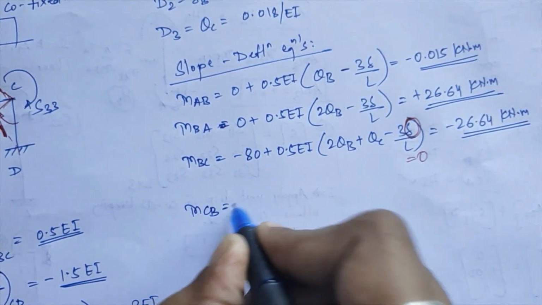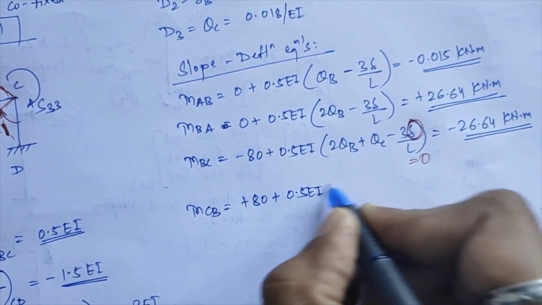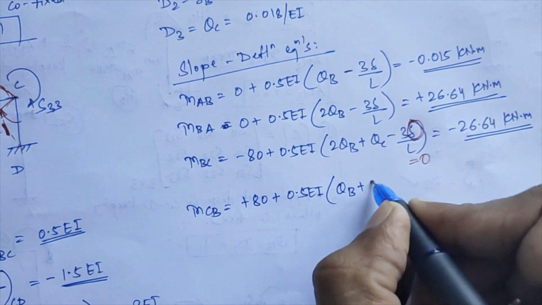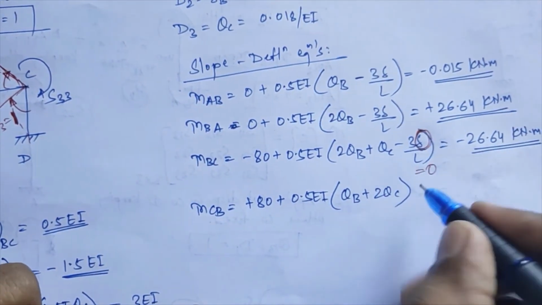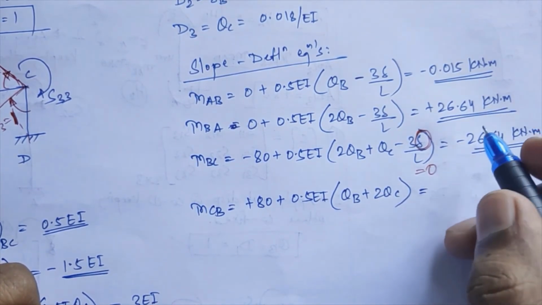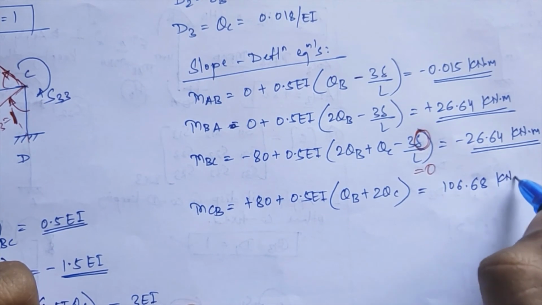Next is your MCB, that I am getting as MFCB plus 80 plus 0.5 theta b plus 2 times theta c. Here I will not write delta, because I have to consider it as 0. So this I have got as 106.68.